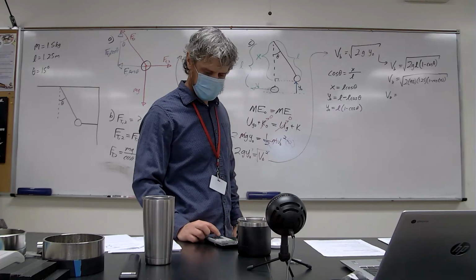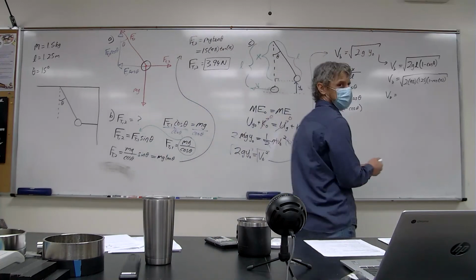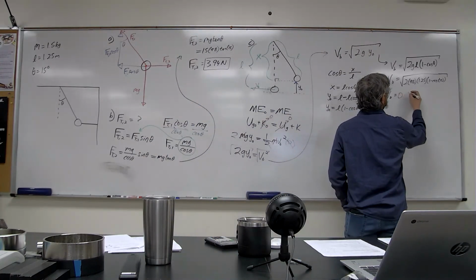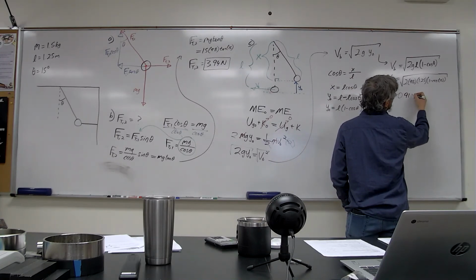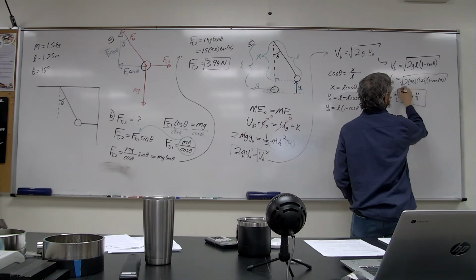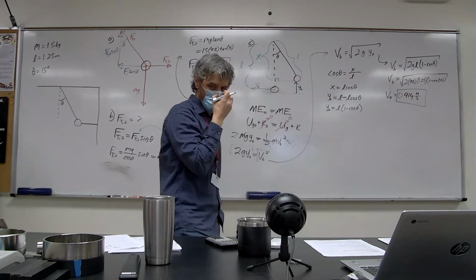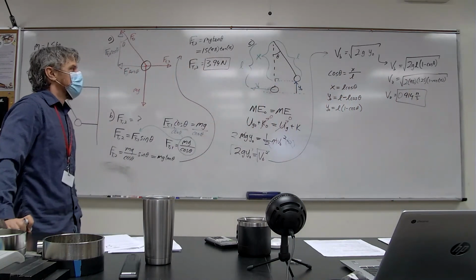I got 0.9136. That's what you got, right? 0.9138. 0.9134. Yeah, 3 digits is fine. All right, they wouldn't count off, right?